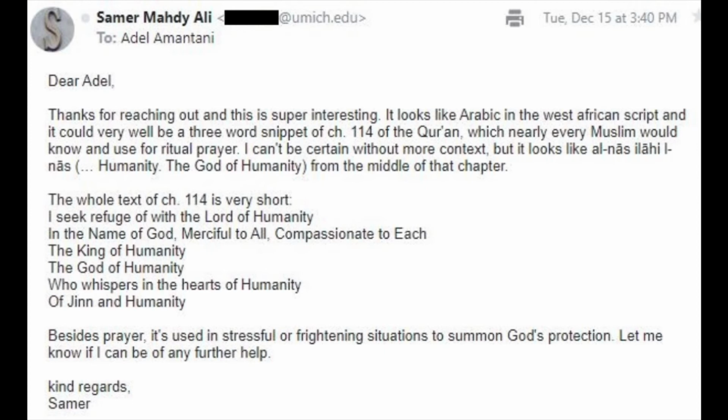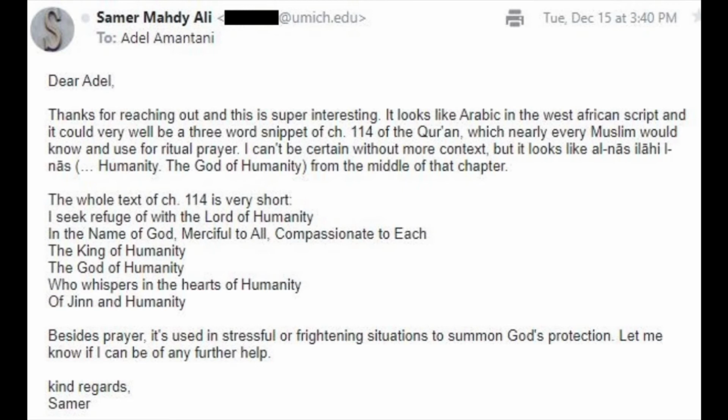The whole text of chapter 114 is very short. In the name of God, merciful to all, compassionate to each, I seek refuge with the Lord of humanity, the King of humanity, the God of humanity, who whispers in the hearts of humanity, of jinn and humanity. Besides prayer, it's used in stressful or frightening situations to summon God's protection. Let me know if I can be of any further help."